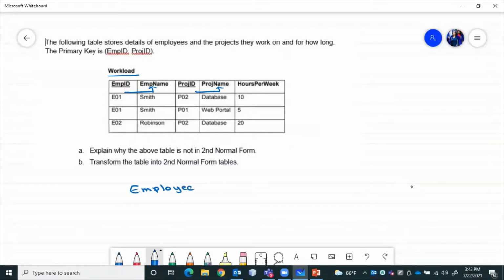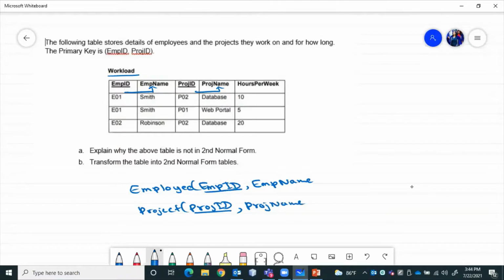They have not given the name, so you can decide on the name for that. Employee. But they have given the attribute name, EMP ID. That's the primary key. And then we have EMP name. See, this is the camel notation, right? And then we have a project. You can go with project relation. And then project ID, PROJ ID. That's the primary key. And then project name. And then hours per week.